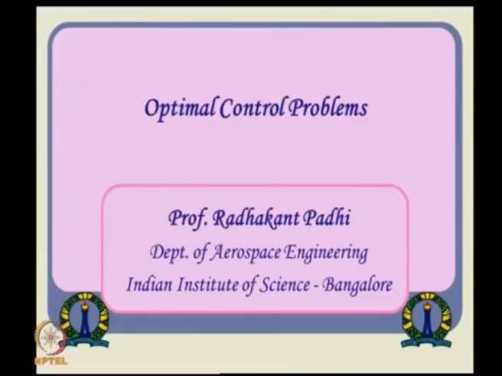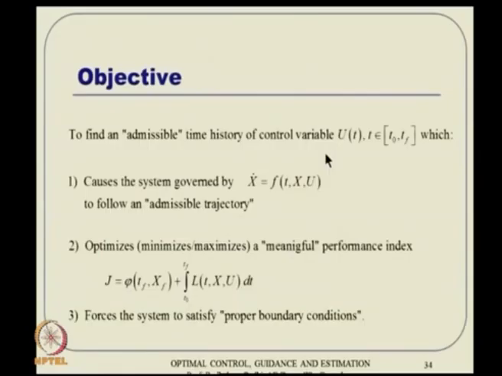But then after that we wanted to use those concepts in optimal control problems. So, the objective was something like this, to find an admissible time history of the control variable u of t, t varying from T naught to Tf, which causes the system governed by this nonlinear system dynamics to follow an admissible trajectory, and on the way it should also optimize a meaningful performance index of this form, which is typically called a Bolza problem, where it is fairly generic. It can account for many practical problems, and also should force the system to satisfy appropriate boundary conditions as well. Okay.